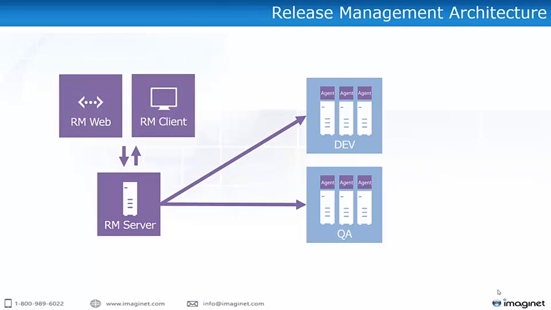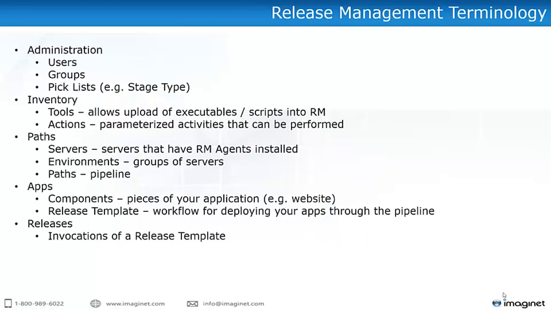Finally, there's the client components. There's a WPF application used for setting up and configuring release management, and there's also a web application that can be used for approvals. Let's have a look at release management terminology. Under administration, you'll be able to set up users and groups, as well as what are called pick lists, for example, stage type. Stage types are how you define your pipeline stages, like dev, QA, and prod.